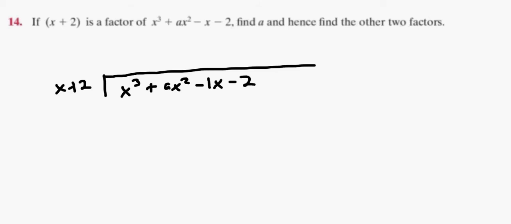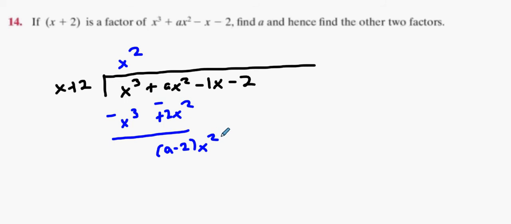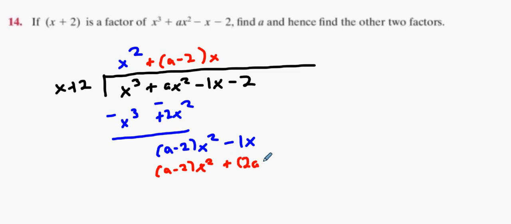So you can try long dividing it in. You get x squared plus 2x squared. Take that away. Then you get a minus 2x squared, which is really frustrating. And it goes in plus a minus 2 times x. Multiply a minus 2 by x, and you're going to get a minus 2x squared. A minus 2 gets multiplied by 2, so that'll give you 2a minus 4x.